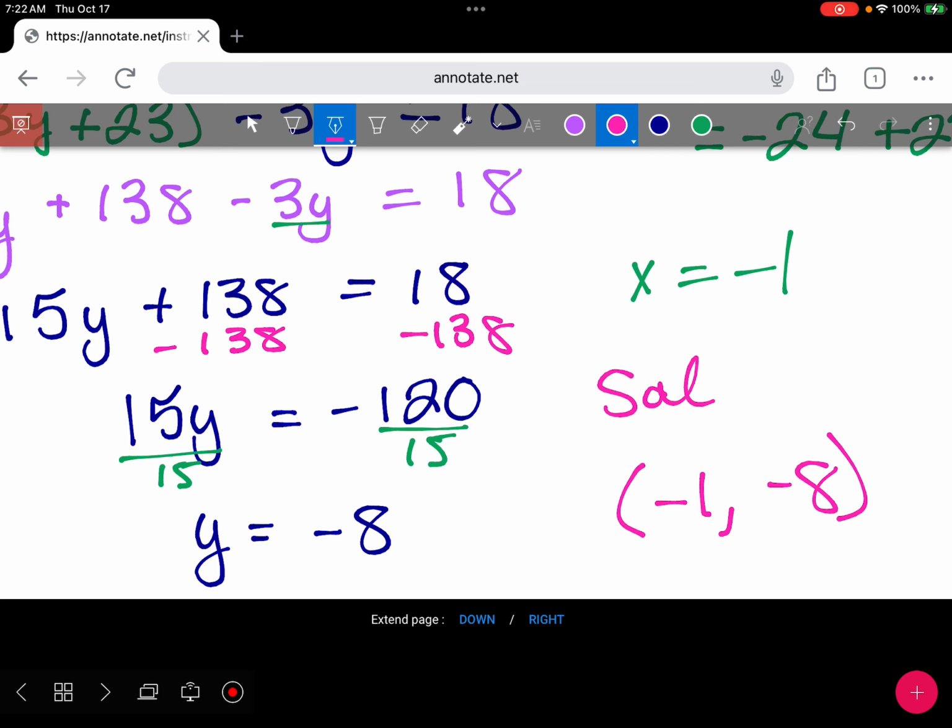Okay, questions on this one? Because substitution works super duper awesome when we have an x equals or a y equals, or when I can make one of my equations be x equals or y equals kind of easily and with not too many fractions.